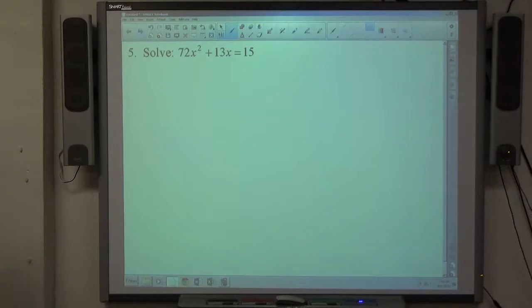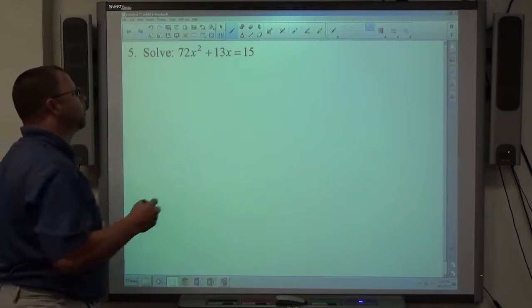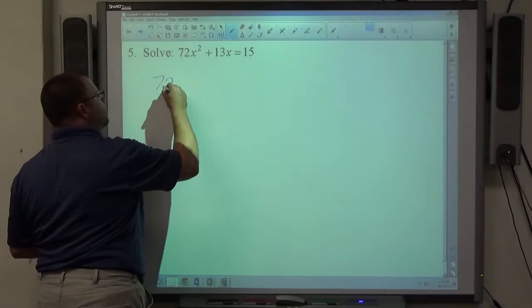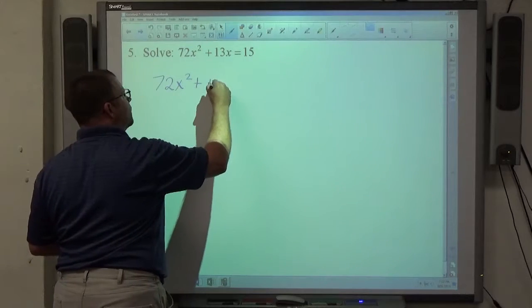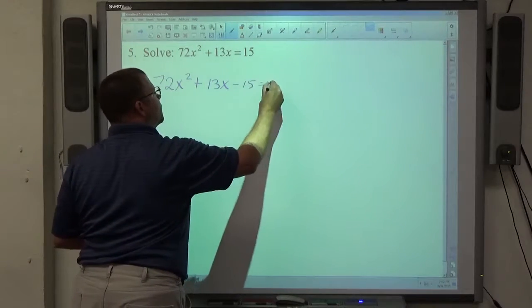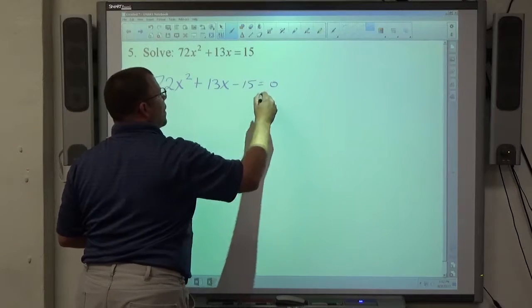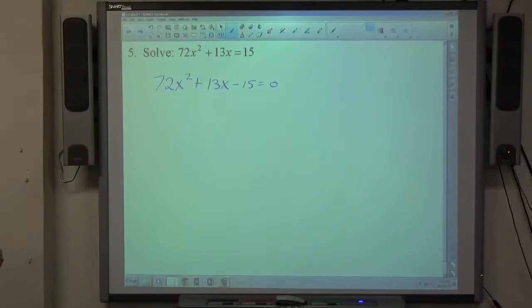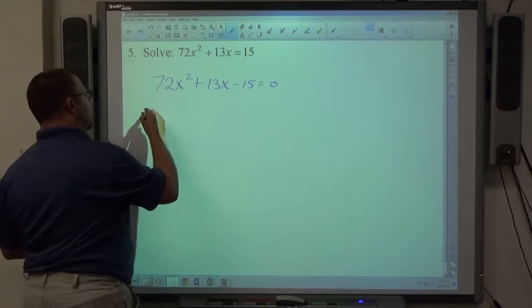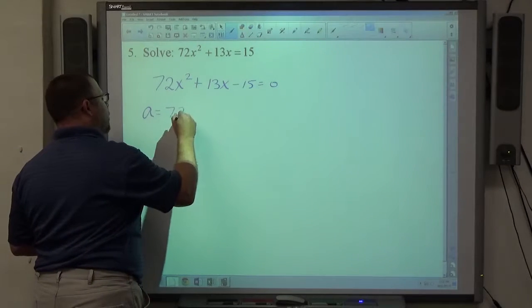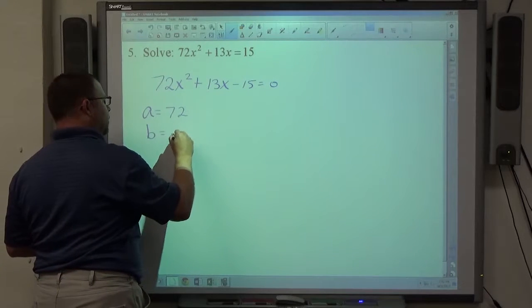Number 5 asks us to solve a quadratic equation, 72x squared plus 13x equals 15. The first step is to get it equal to 0. Now you might try to factor it. In my opinion, that would be pretty tough to factor, so I'd probably go directly to the quadratic formula. The numbers here are rather large, but the quadratic formula should work as it normally does.